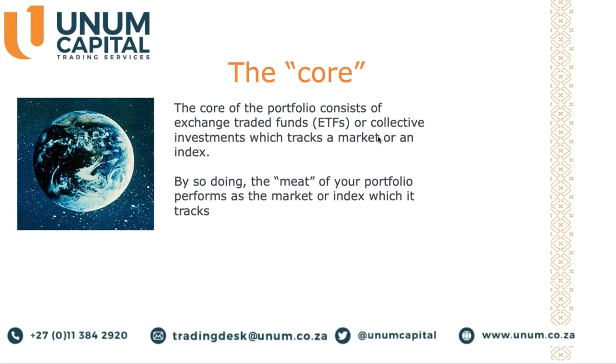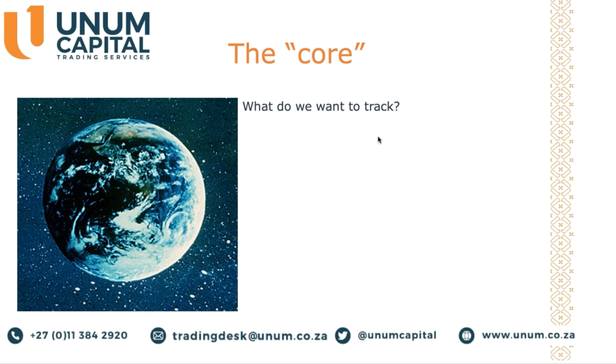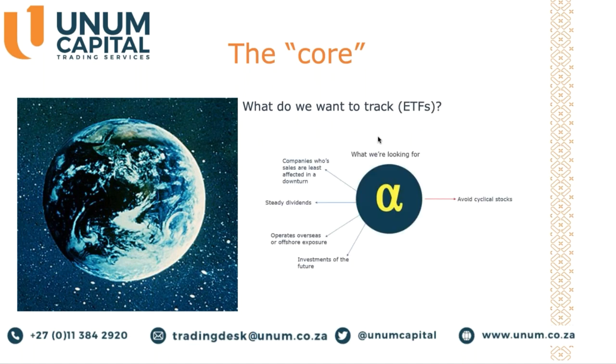So the core of the portfolio consists of ETFs or collective investments. They will track either a market or an index. Okay? So you will not be excluded from the performance of that market or that index. You will have exposure to it, the upside or the downside. So theoretically, the meat of our portfolio is going to be the core, and it will perform as that market does. So what do we want to track?